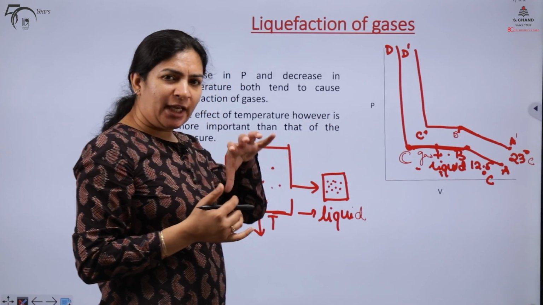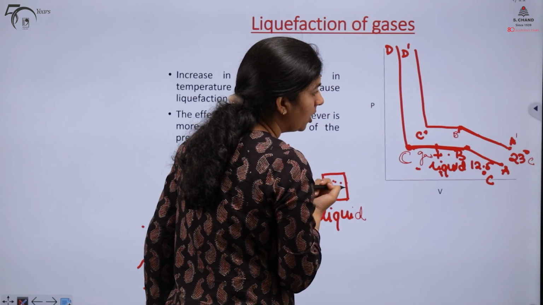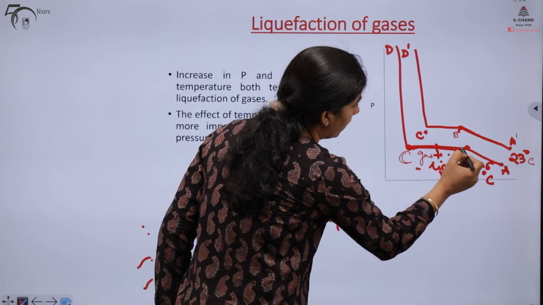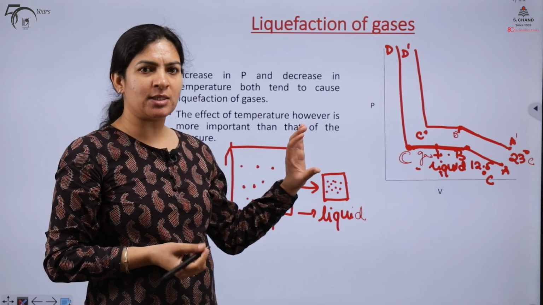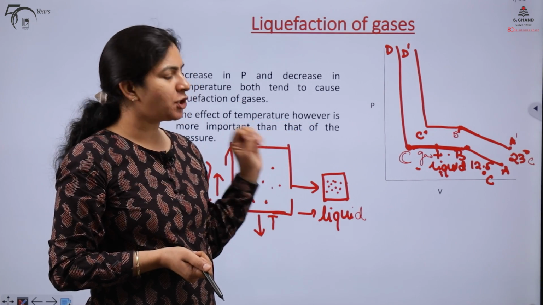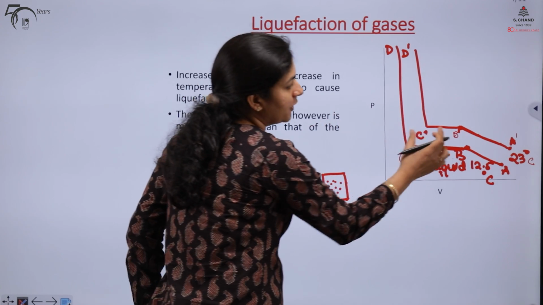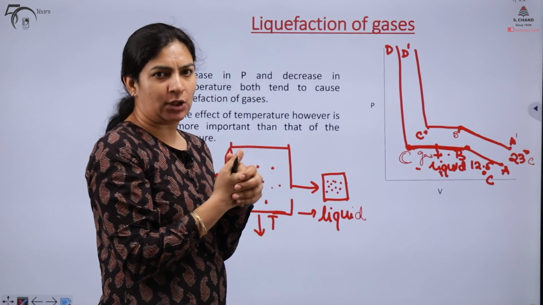So what change are we seeing at higher temperature? We see that this horizontal portion, what does this horizontal portion represent? This represents mixed phase. This has liquid phase as well as gaseous phase. The width of this portion has decreased at a higher temperature.